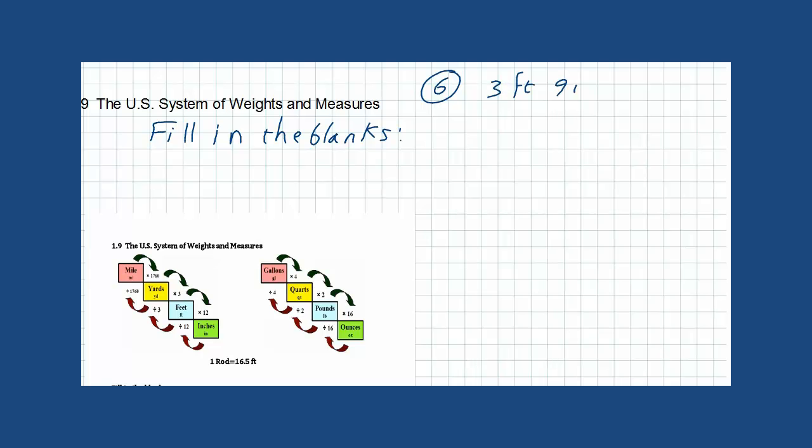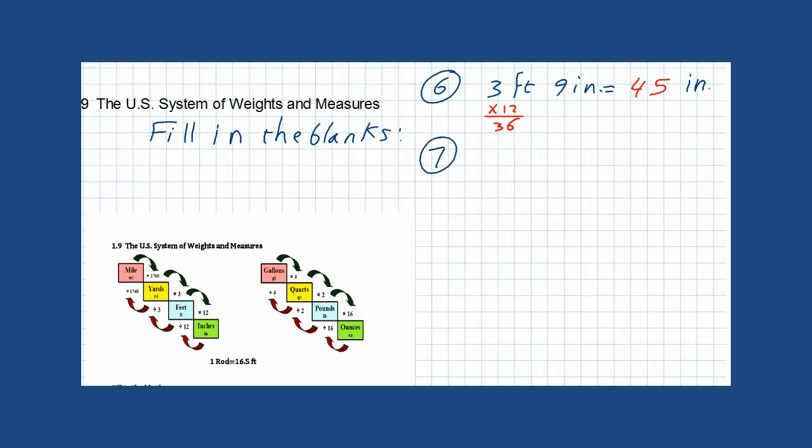Example 6: change 3 feet 9 inches to inches. Well, we have 9 inches already, but we need to change the 3 feet to inches. So we must multiply here by 12. So we have 36. Add 36 to 9, and you will have 45 inches.